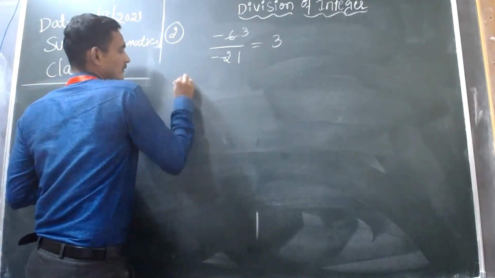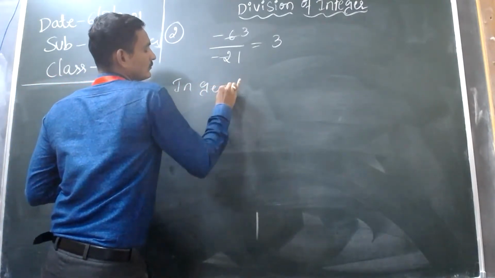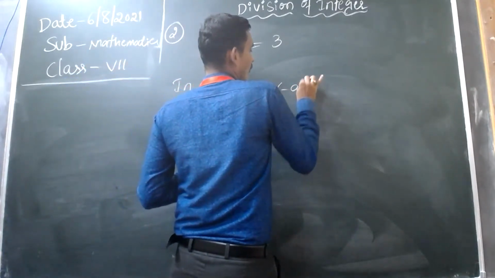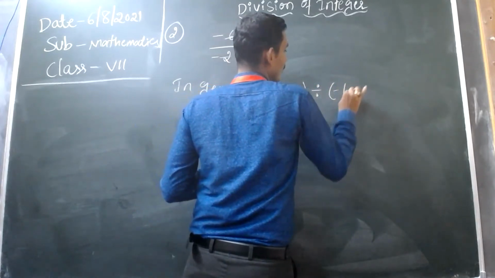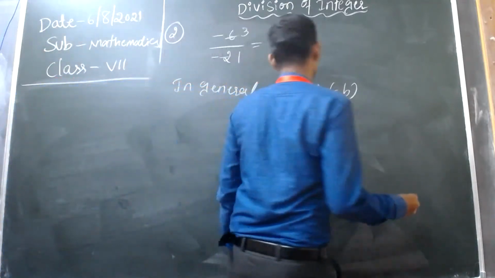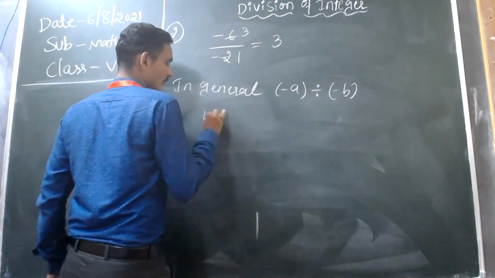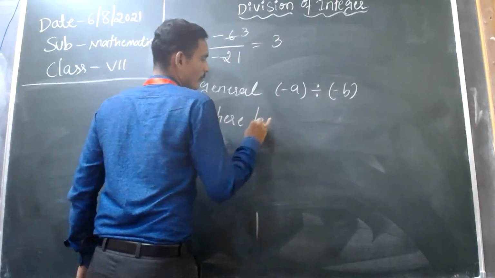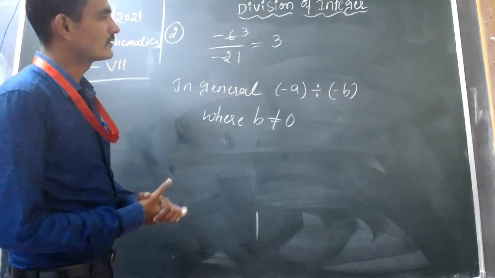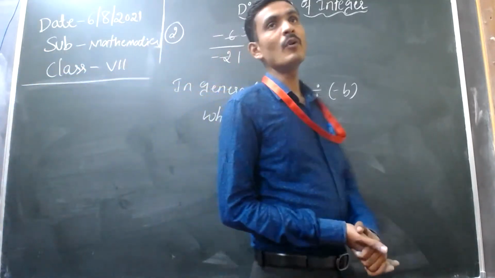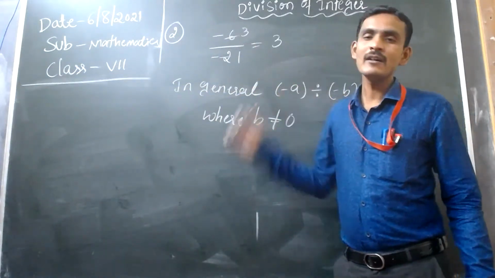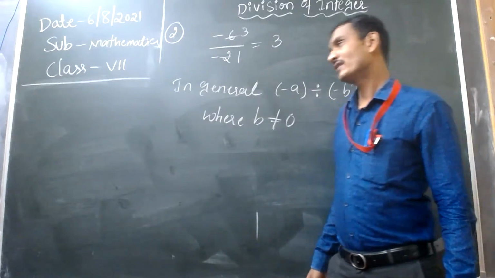So in general, minus a divided by minus b, where b is not equal to 0. Here also the same is there: if both are negative integers, you have to divide the whole thing and afterwards you put a positive sign. This is the second case.